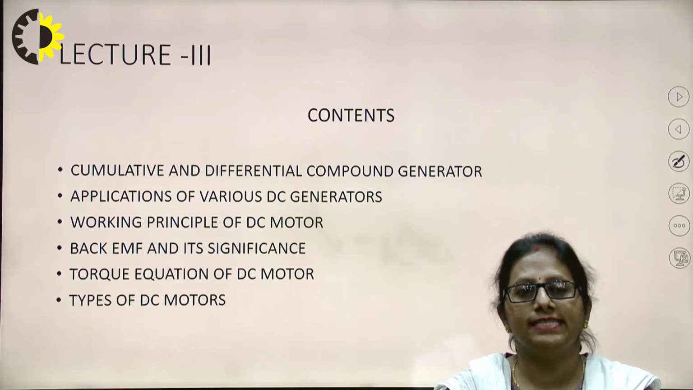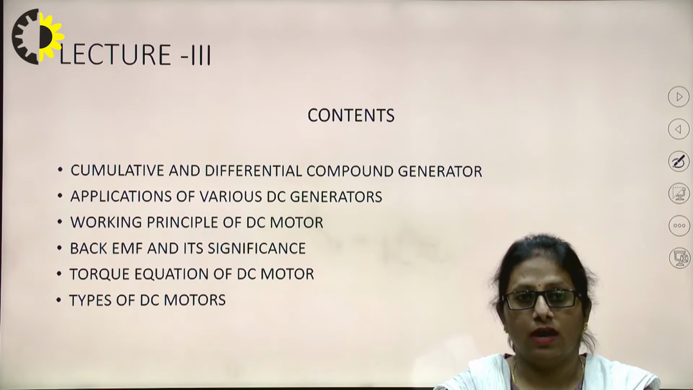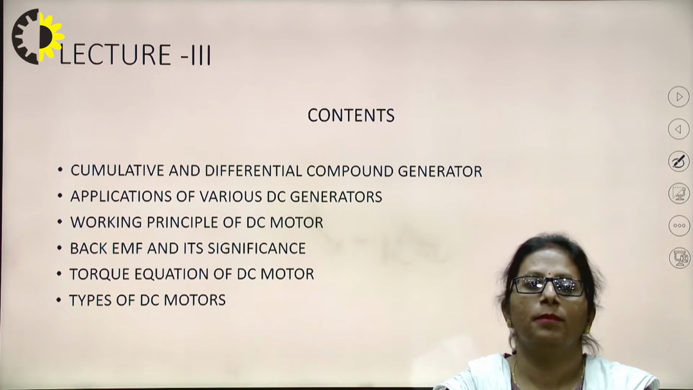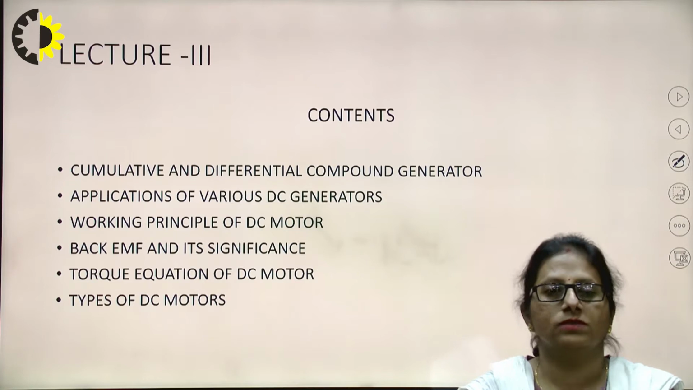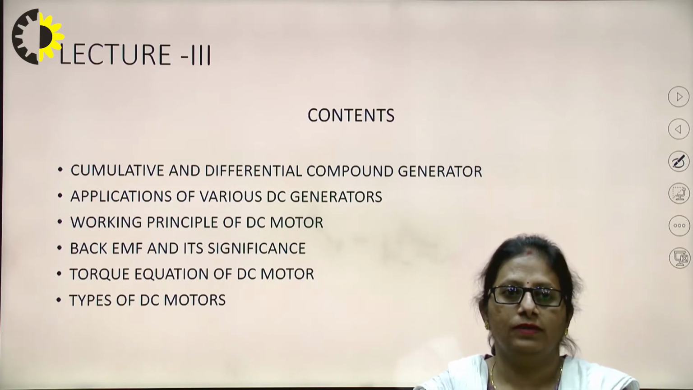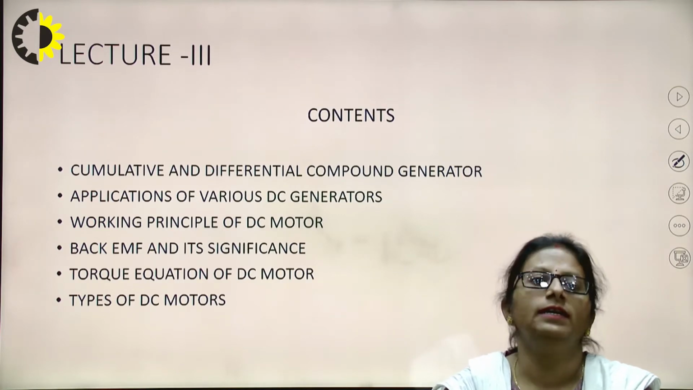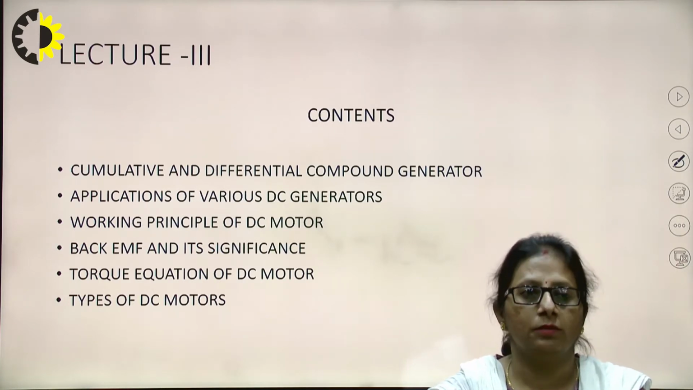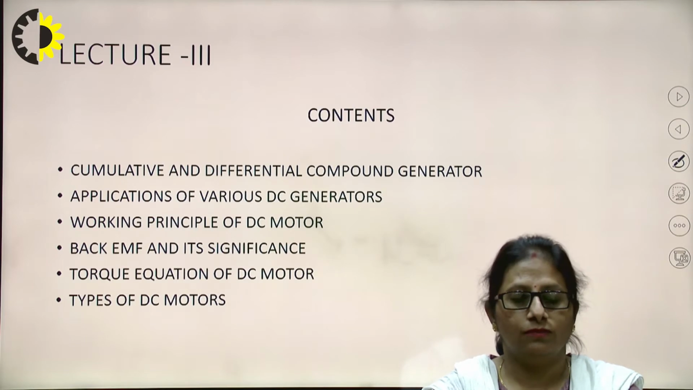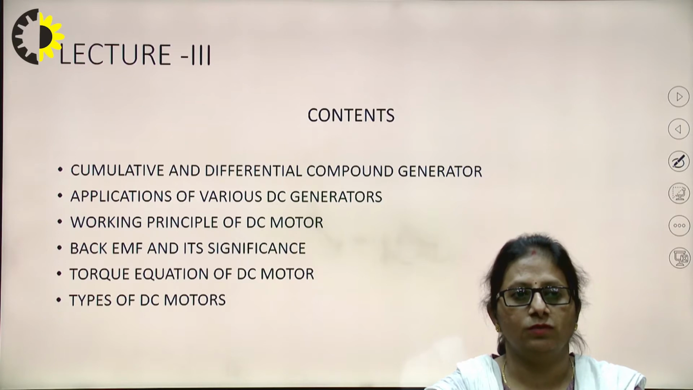Earlier we have discussed DC generators, their construction, their classifications, how they work. The last classification which was remaining was the compound generator, that is, cumulative and differential compound generator. We are going to discuss this first. Then the applications of the various DC generators we have discussed earlier. Then we'll be starting with the DC motor: its working principle, what is back EMF and its significance, the torque equation for a DC motor, and then the types of DC motors.